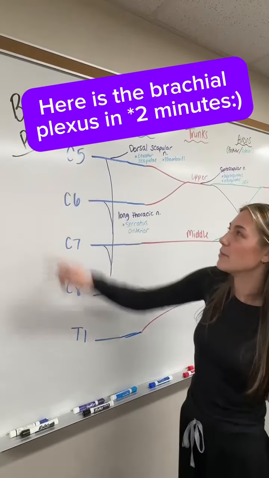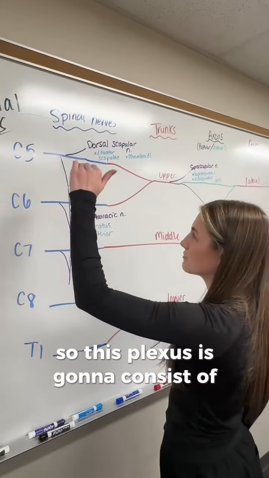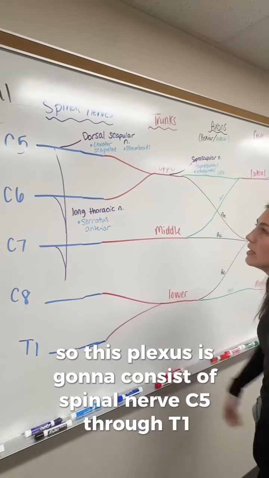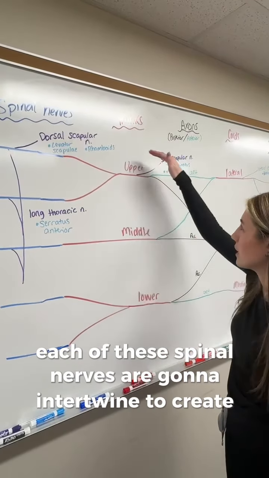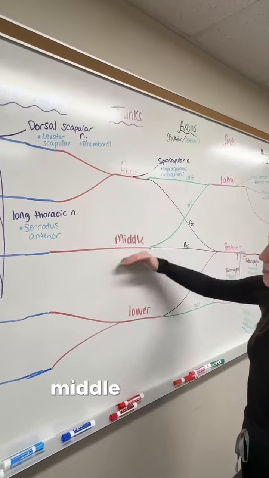Brachial plexus in under a minute. So this plexus is going to consist of spinal nerves C5 through T1. Each of these spinal nerves are going to intertwine to create our trunks. We have 3 trunks, upper, middle, and lower.